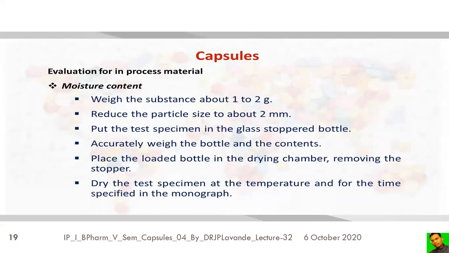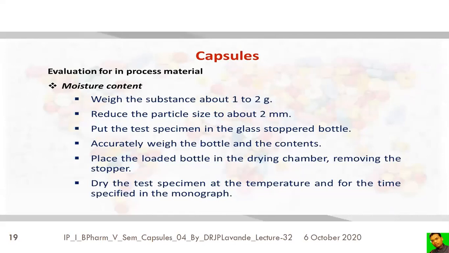Now, in the case of processing raw material, there is an evaluation for the in-process materials. During the process, the moisture content is the most important. So we need to weigh the substance, about 1 to 2 grams, and reduce the particle size to about 2 millimeters.